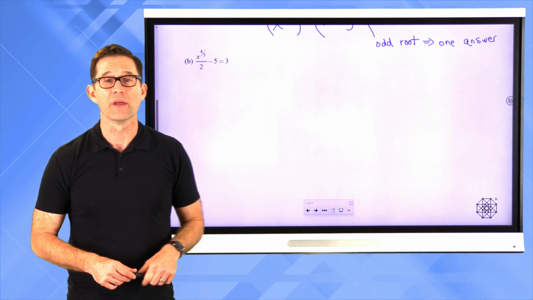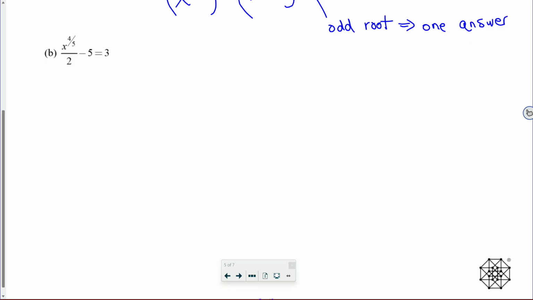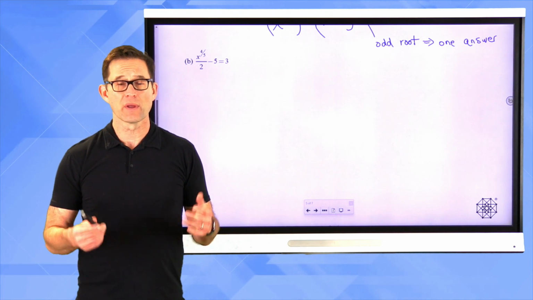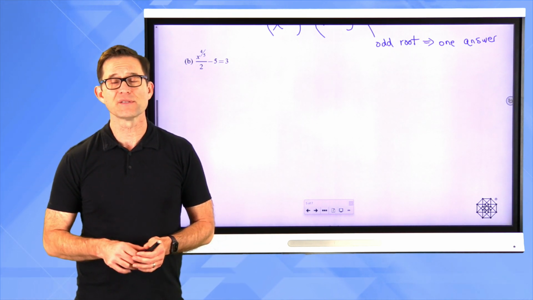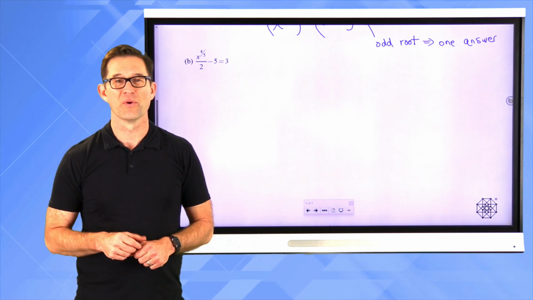Let's take a look at letter B. Here I have x to the 4/5 divided by 2 minus 5 is equal to 3. Okay, so again, why don't you go ahead and play around with this, see what you get, and then we'll work through it.